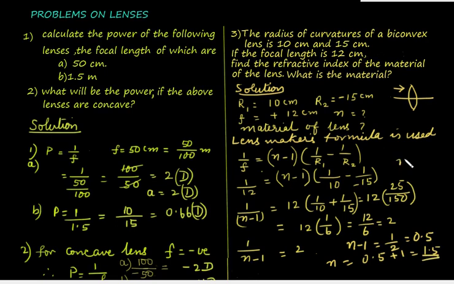This is the answer. n is equal to 1.5. Refractive index of the material is equal to 1.5. So the material that has 1.5 as a refractive index is glass. So this is answered and this also is answered. Material of the lens is glass. n is equal to 1.5.